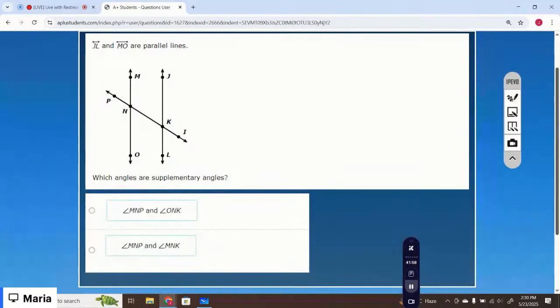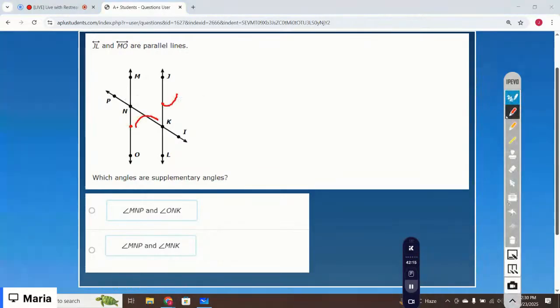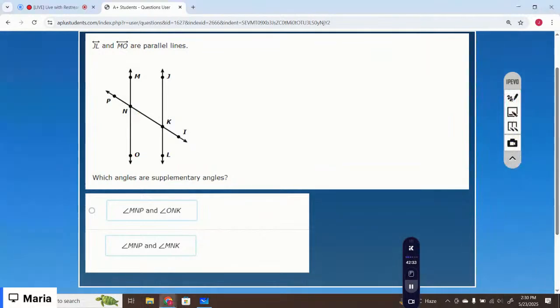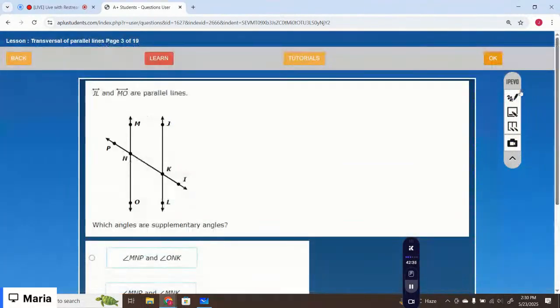JL and MO are parallel lines. Which angles are supplementary angles? Angle M and P and angle O and K, angle M and P and angle M and K. The sum of angle M and P and angle M and K is a supplementary angle. Option number 2 is the correct option.